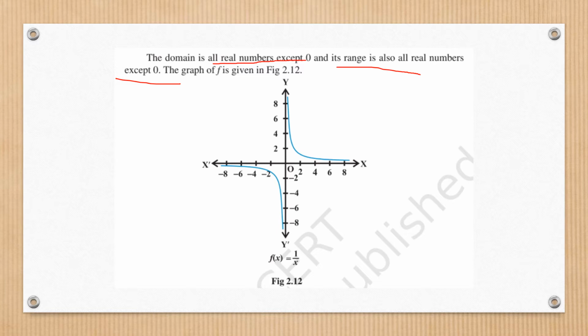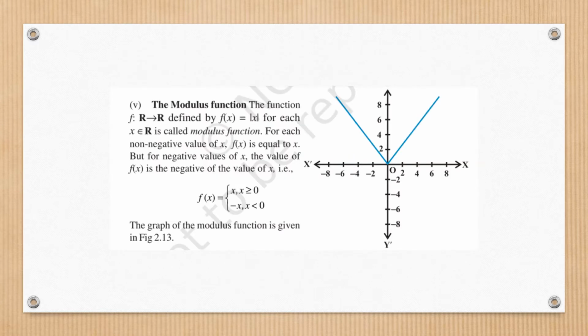See, it is just becoming parallel to the x-axis and the y-axis, but never meeting it. Means it is not intersecting it, right? So it is like this, the graph of this function. Next is the modulus function. The modulus function is also called the absolute value function, right? The function f mapping from R to R defined by f(x) equal to mod x.